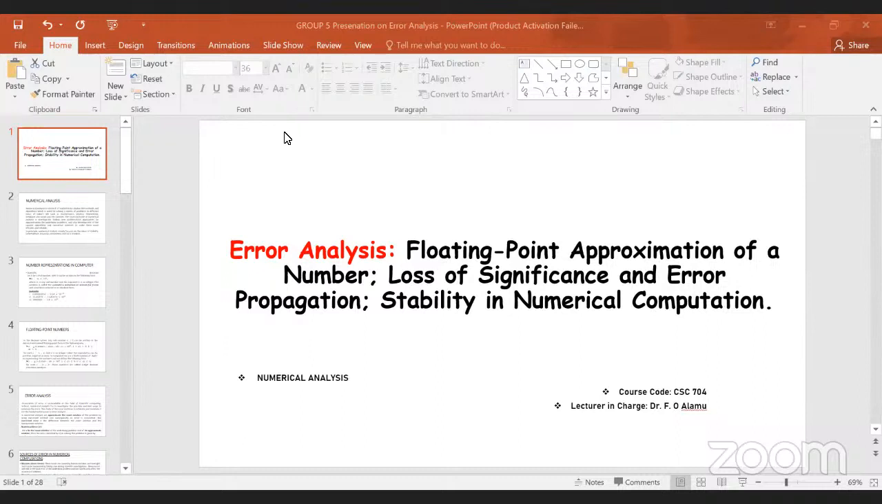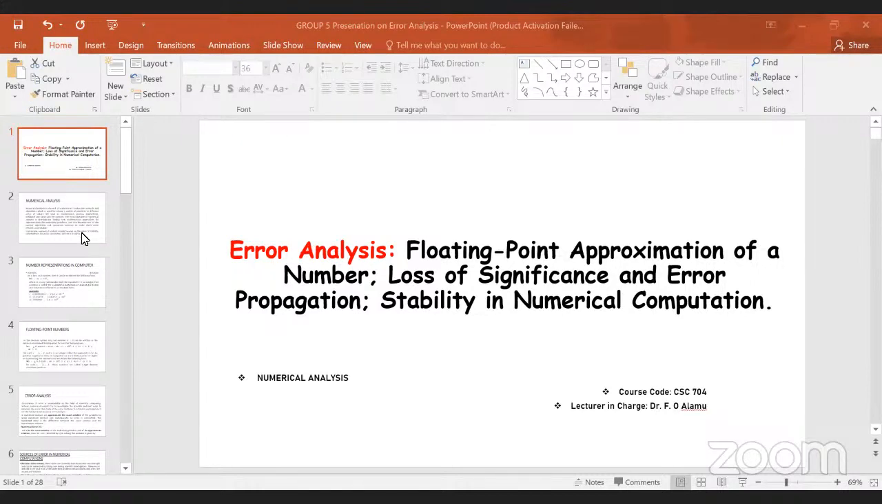Good afternoon, everyone. Today we'll be going through error analysis, and under error analysis, we'll be considering floating point approximation of a number, loss of significance, error propagation, and stability in numerical computation.